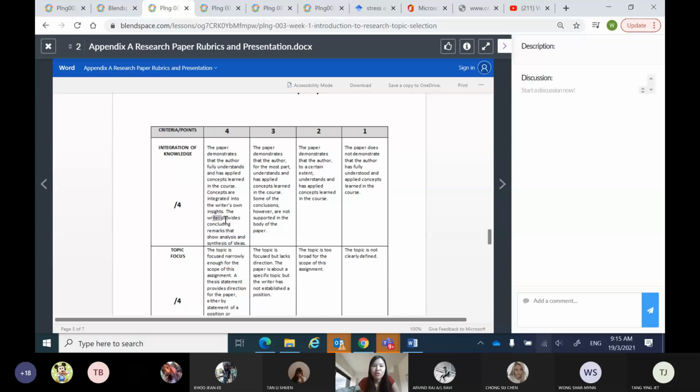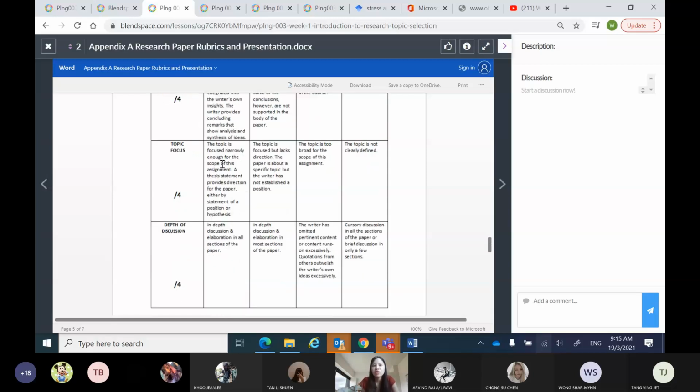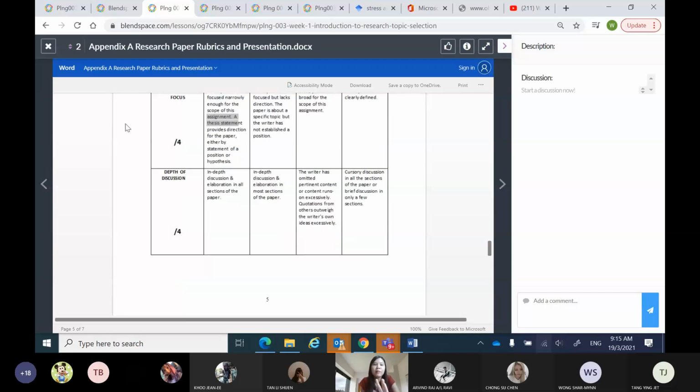That you have concluding remarks and you have analysis and you synthesize your ideas. So this is important. This is integration of knowledge. Next is the topics focus. As long as your topic is approved by me, I don't think it should be a problem. There should be a thesis statement. The thesis statement is in the problem statement there. So there must be a thesis statement.